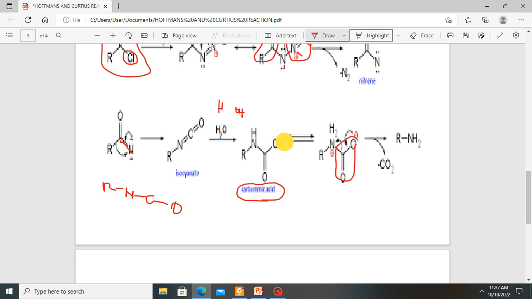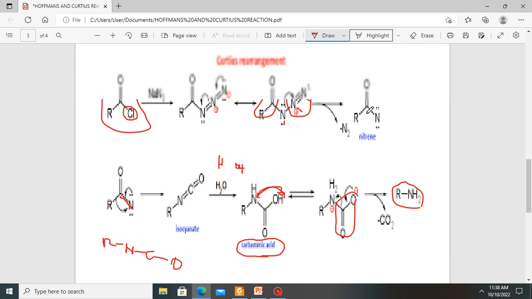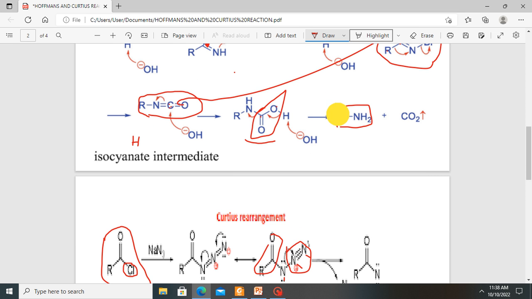Then this hydrogen bonds to this nitrogen as in here. So this nitrogen attacks and abstracts this proton. So we get a carboxylate ion. Then this one leaves as carbon dioxide, and we have this one as amine. So amines can be synthesized from Curtius reaction by rearrangement or from Hoffman's reaction by rearrangement.